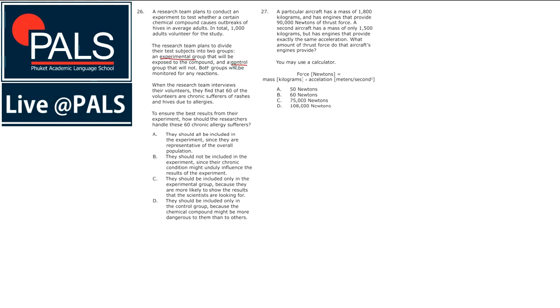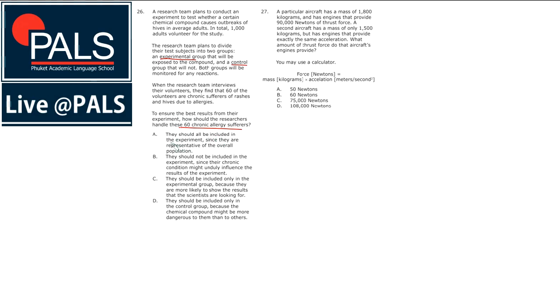Why do we need the control group? Well, to have something we can compare the experimental group to. Both groups will be monitored for any reactions. When the research team interviews their volunteers, they find that 60 of the volunteers are chronic sufferers of rashes and hives due to allergies. To ensure the best results from their experiment, how should the researchers handle these 60 chronic allergy sufferers?